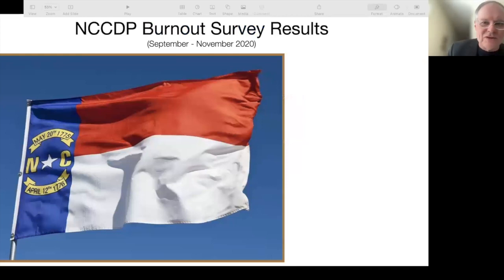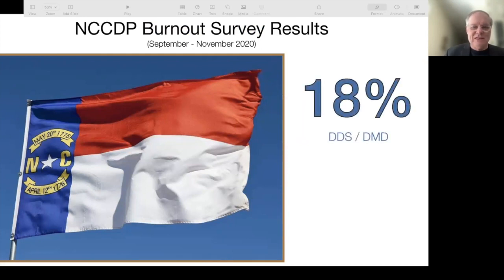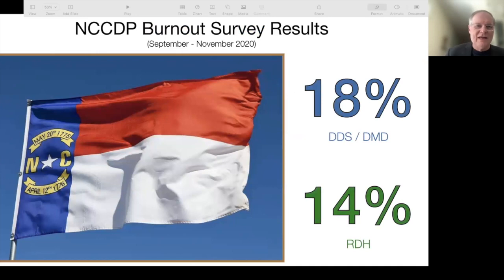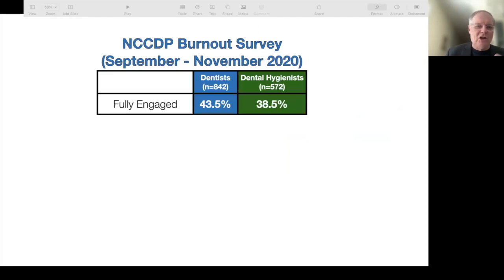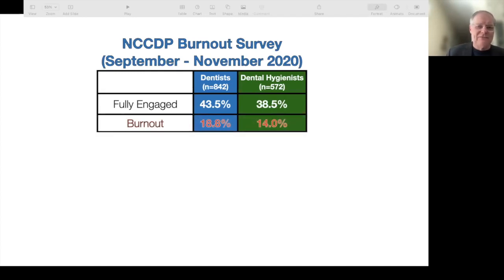Now, I do want to spend just a minute. In North Carolina, we did a burnout survey during COVID. We found that about 18% of the dentists and about 14% of the hygienists in North Carolina indicated from this poll survey that they were suffering from some degree of burnout. I want to look at the other side of that equation, the ones who said they were fully engaged with their practice, that even during COVID they were able to deal with all the stressors. About 43% of dentists said they were fully engaged, and about 38% of hygienists. But when you look at burnout at 18% of the dentists and 14% of the hygienists, it's not as great, thank goodness, the burnout level.